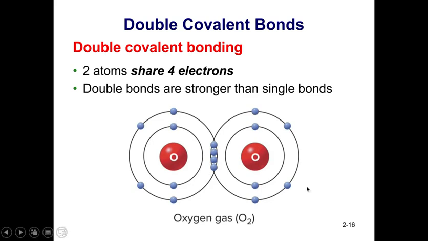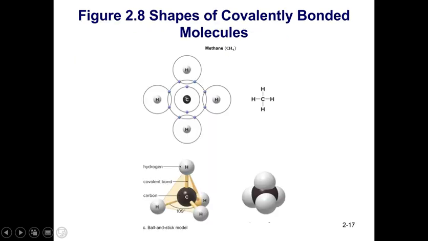Again, we could also form double covalent bonds. In this case, we're seeing the example of oxygen. Oxygen has 2 on the first shell and then 6 on its outer shell. In order to fulfill the octet rule, it's going to be sharing 4 electrons with another oxygen molecule. So we're going to see them forming 2 bonds. Basically, one bond is created every time they share a pair of electrons. Because we're sharing 4 electrons, we're sharing 2 pairs of electrons. So we form 2 bonds, or in this case, a double covalent bond.